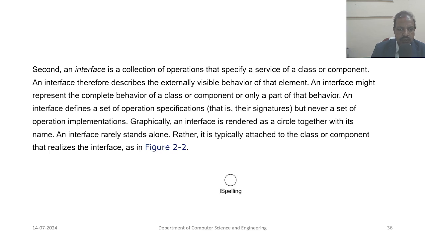Then the second is the interface. As I told you, an interface is a collection of operations that we already discussed in the class. So we write any interface starting with the capital letter I. See, I is the spelling of your I. Okay, spelling check we are going through.